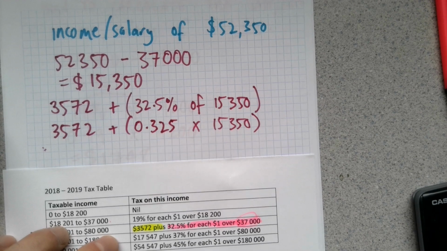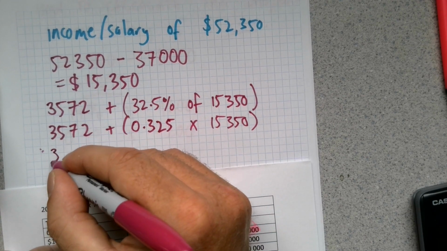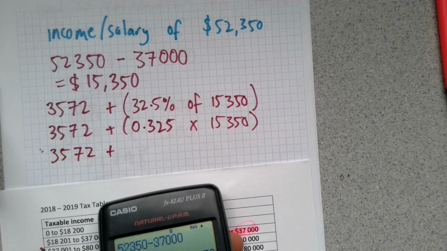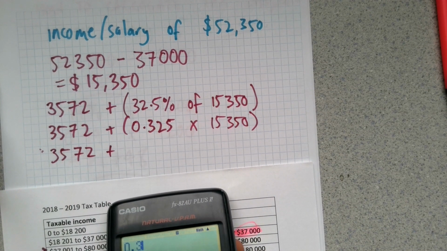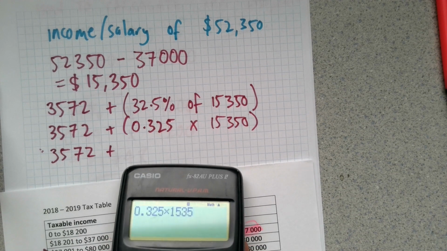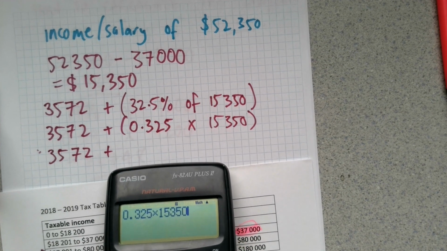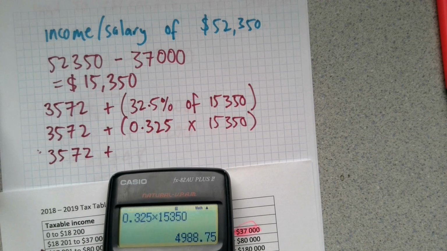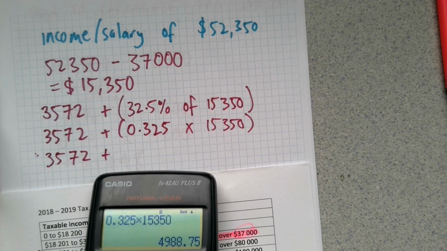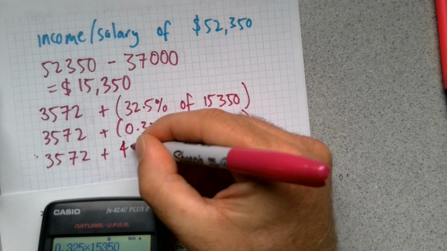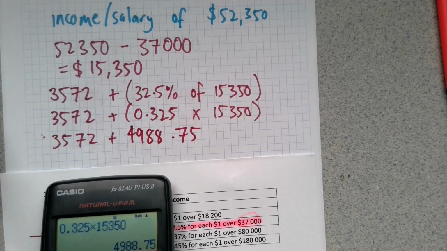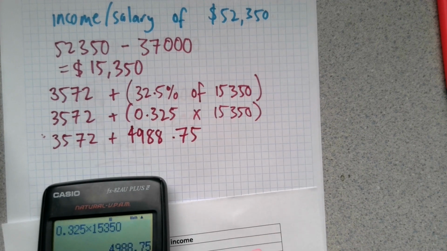Okay. Now, if I do that on the calculator, 0.325 times by 15,350. Just get there where you can see it. It gives me 4,988.75. Okay, then the next step is just to add those two amounts.